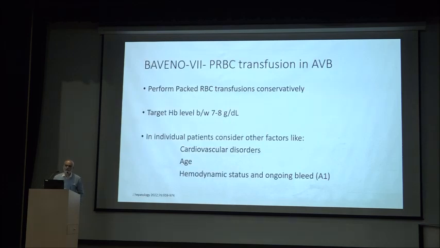So this is what Baveno 7 recommends for packed RBC transfusions in acute variceal bleed. Perform packed RBC transfusions conservatively. Target hemoglobin between 7 to 8. In individual patients, consider other factors like cardiovascular diseases, age, hemodynamic status, and continuing bleed.